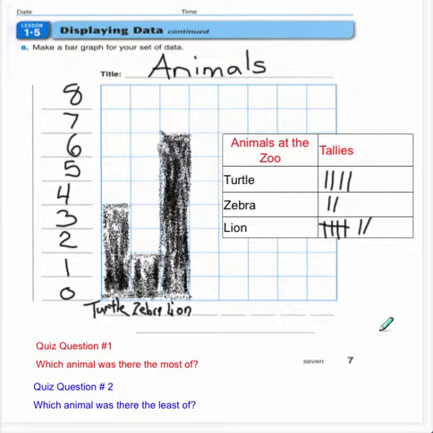Please take out your math notebook, and remember you can pause the video at any time and answer the 2 quiz questions. Quiz question number 1. Which animal was there the most of? Quiz question number 2. Which animal was there the least of?